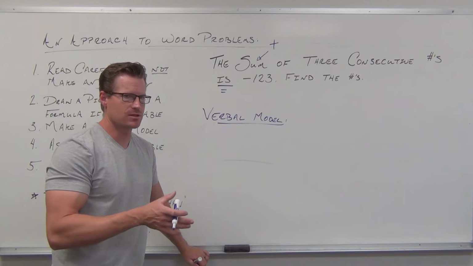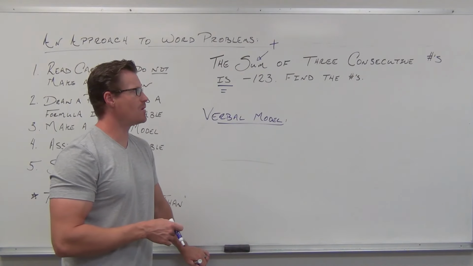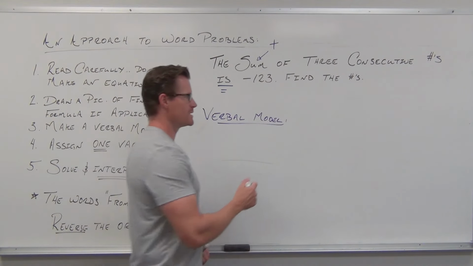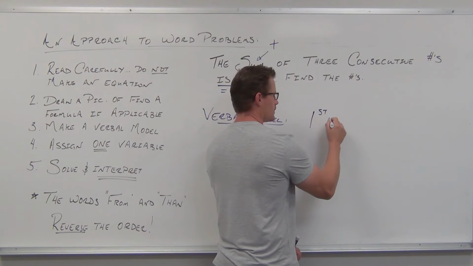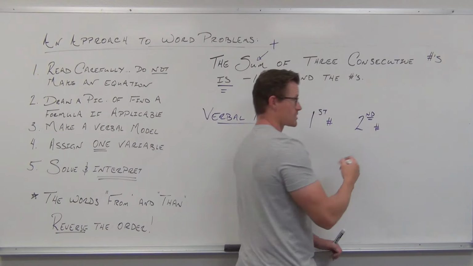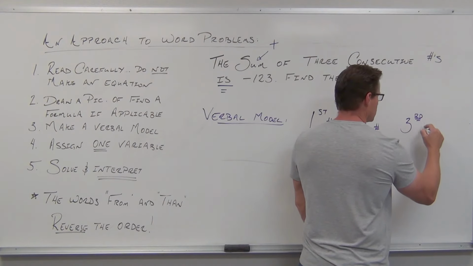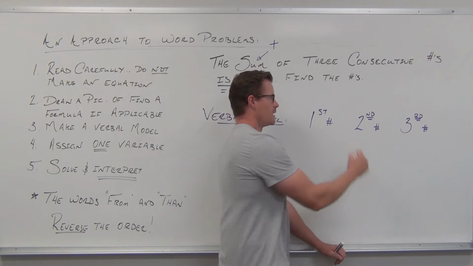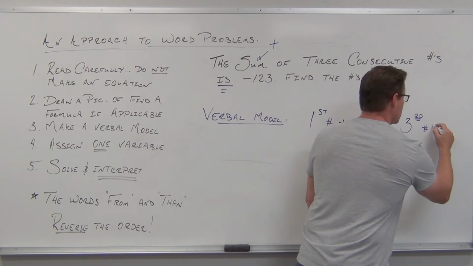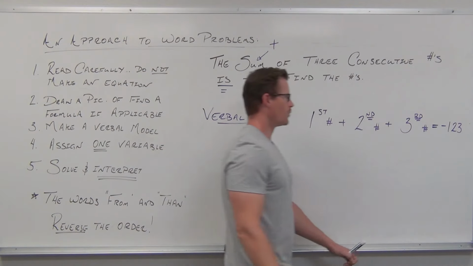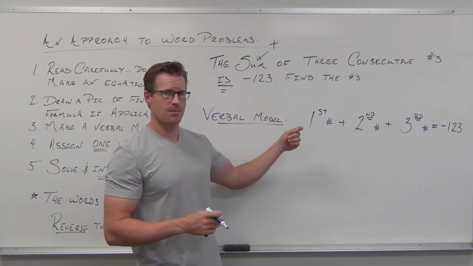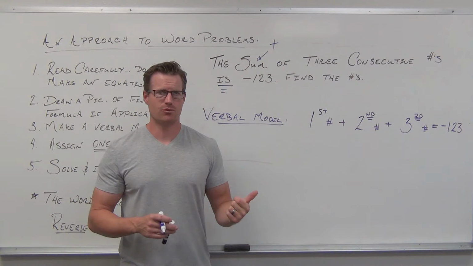So a verbal model can look something like this. It would say the sum of three consecutive numbers. Sum means adding up. How many numbers am I adding? Three of them. So a verbal model would be something like: you get your first number, you get your second number, you get your third number, you are adding them, and that equals negative 123. That would be like a verbal model. All it tells you is practically what you're doing. You're adding, that's the sum. You have three numbers, first one, second one, third one, and they have to equal negative 123.